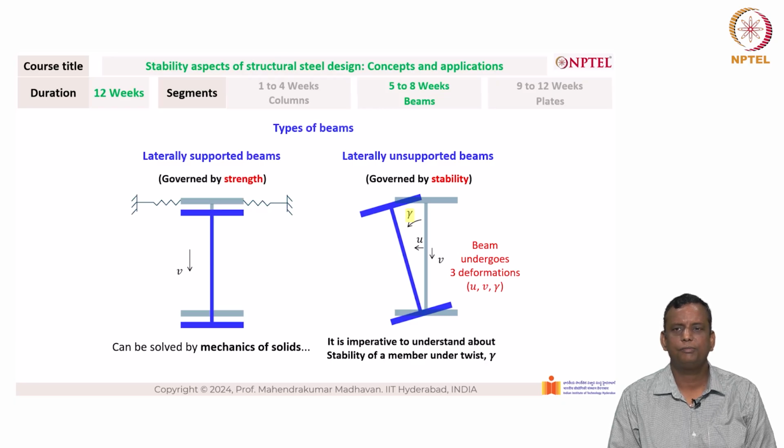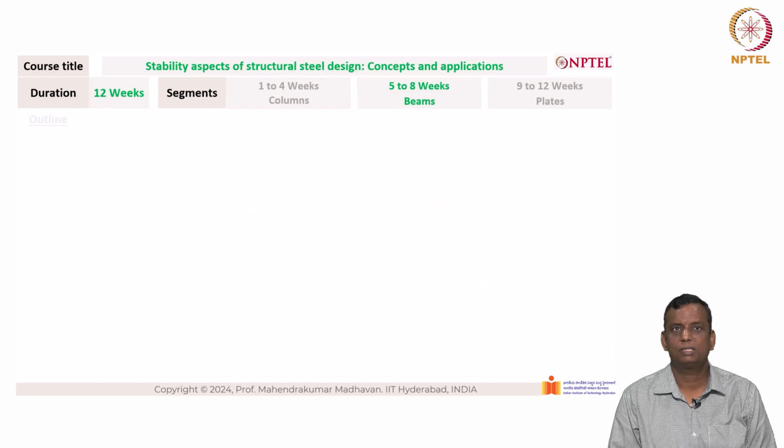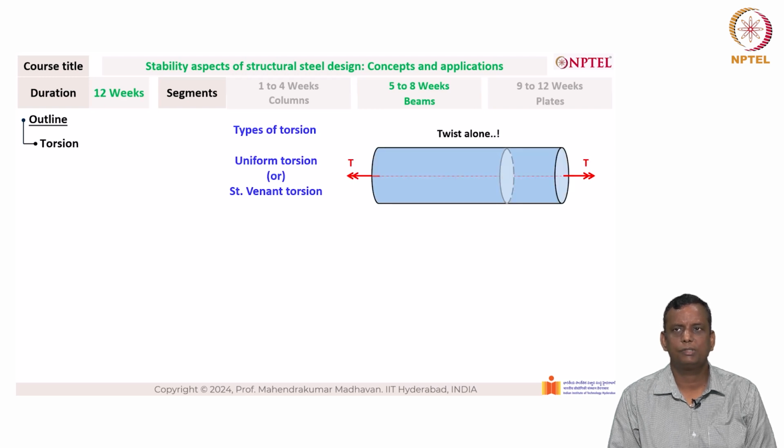So it is imperative to understand the stability of a member under twist, which means that we need to understand the effect of torsion. Which leads us to the outline of the course. Basically, we will start with torsion, and there are different types of torsion. We will talk about uniform torsion, also known as synchronous torsion, where only twisting will happen, and the solution for this is given by the mechanics of solids approach, which is T equal to GJ theta.